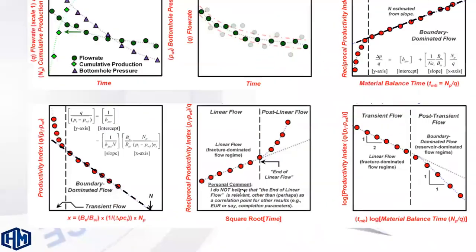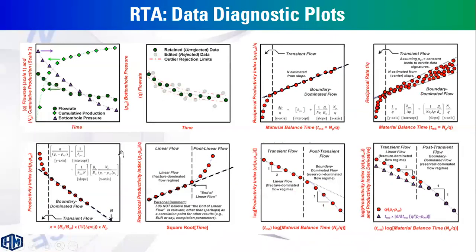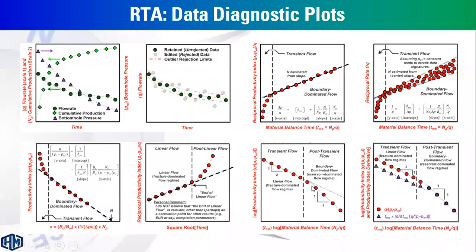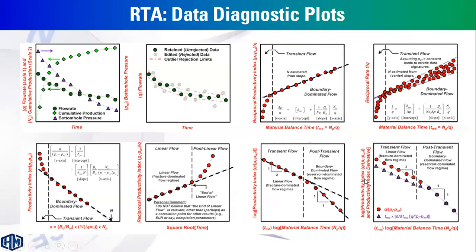Also, this square root plot, as you can see, you will have this part of the term for the linear flow regime. For fracture dominated flow regime, you will have a linear relationship across the linear flow period. Also, for this one, we have this linear relationship. This is the basic approach for data diagnostics and analysis.